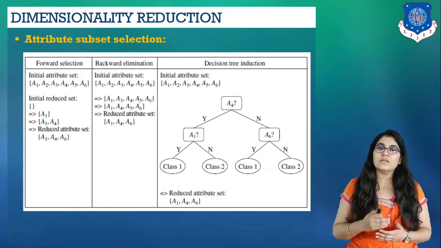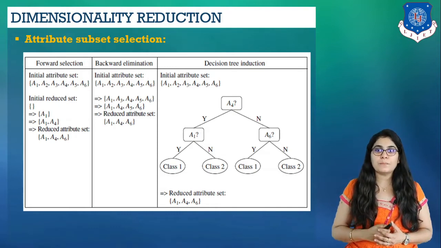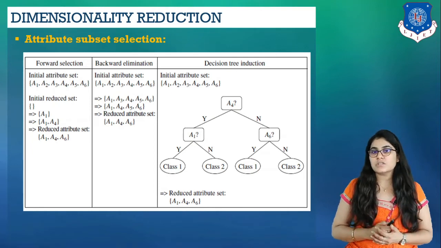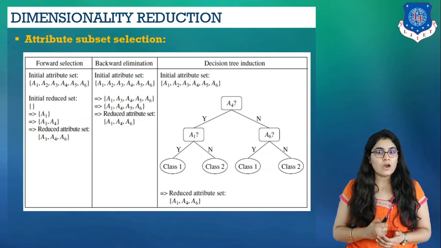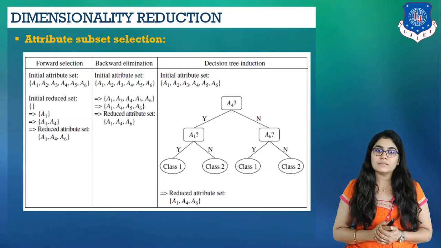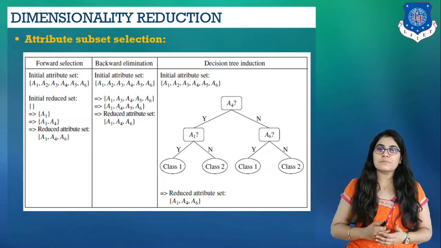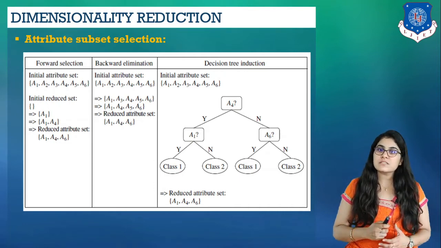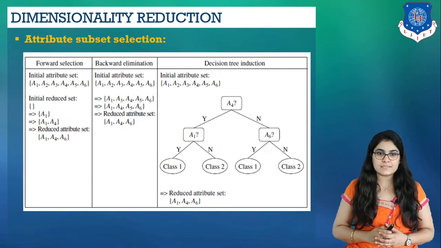At each node, the algorithm chooses the best attribute to partition the data into individual classes. When decision tree induction is used for attribute subset selection, a tree is constructed from the given data. All attributes that do not appear in the tree are assumed to be irrelevant. The set of attributes appearing in the tree form the reduced subset of attributes. Now let's discuss numerosity reduction techniques.